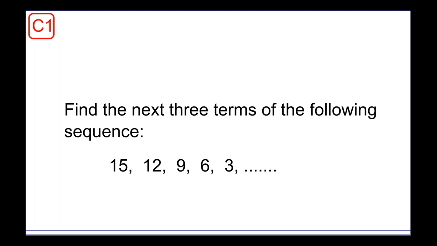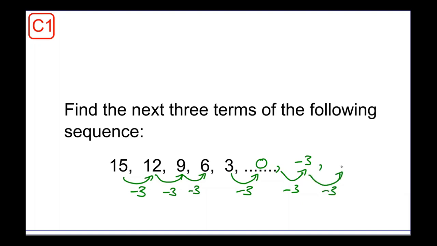Before we start, here are two questions to check that you can add and subtract negative numbers. Pause the video now and try this question. Well, there's a common difference in the sequence between each term of negative 3. So 12 take away 3 is 9, 9 take away 3 is 6. So we can continue the pattern. 3 subtract 3 is 0. 0 subtract 3 is negative 3. Negative 3 subtract 3 is negative 6, and so on.